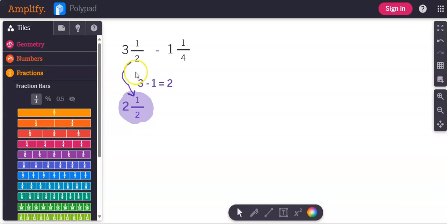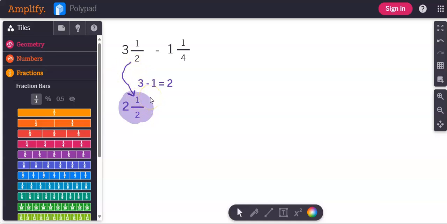I was given the problem 3 1/2 minus 1 1/4. Now, what the student did here was subtract their whole numbers, so they subtracted 3 minus 1 equals 2. Then they brought their 2 over here for their whole number in their answer, but instead of subtracting 1/2 minus 1/4, they just brought their 1/2 down.